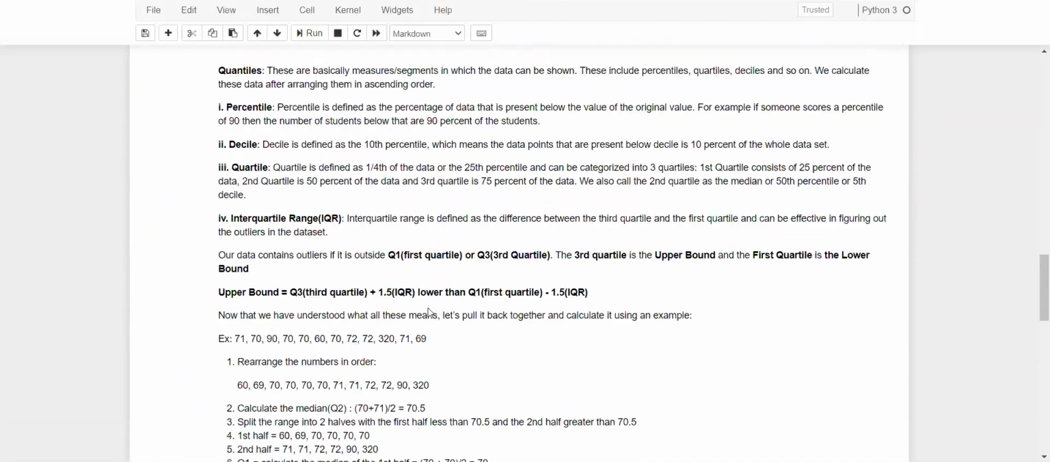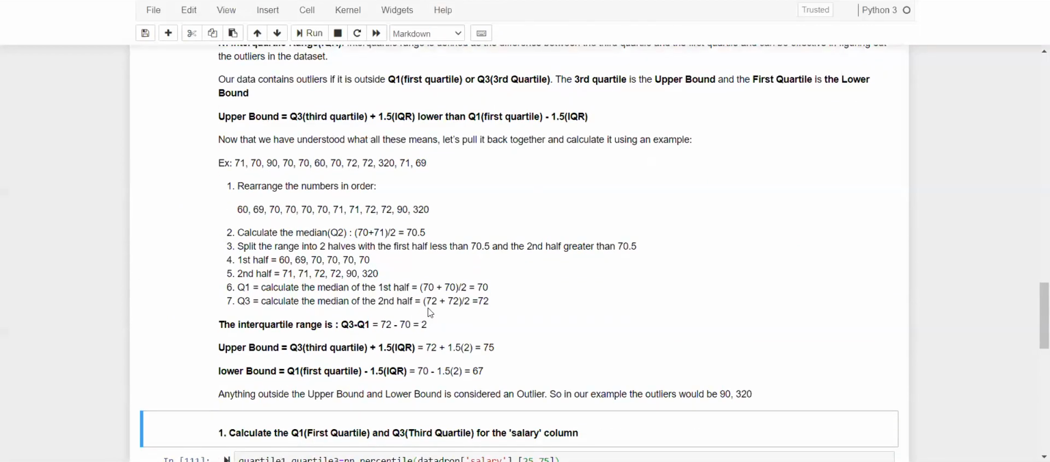So let's take an example to understand and sum up all the concepts of quantiles that we discussed so far. Suppose, guys, we have a distribution of these numbers, and we want to find what are the outliers that are present in these numbers. For that, we need to follow a few basic steps. The first step is to rearrange these numbers in ascending order, and then calculate the median.